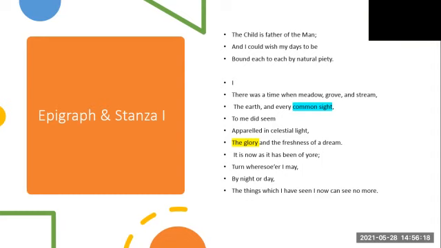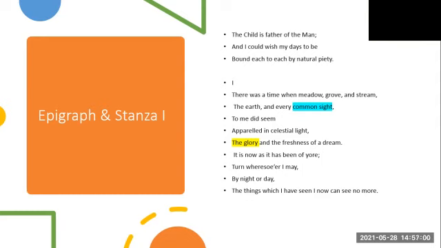That he lost that, he is no longer the child, now he is an adult. All that remains with him is the memory of this feeling, but not the feeling itself. And immediately stanza 1 begins with, "There was a time when meadow, grove, and stream, the earth, and every common sight, to me did seem apparelled in celestial light, the glory and the freshness of a dream."